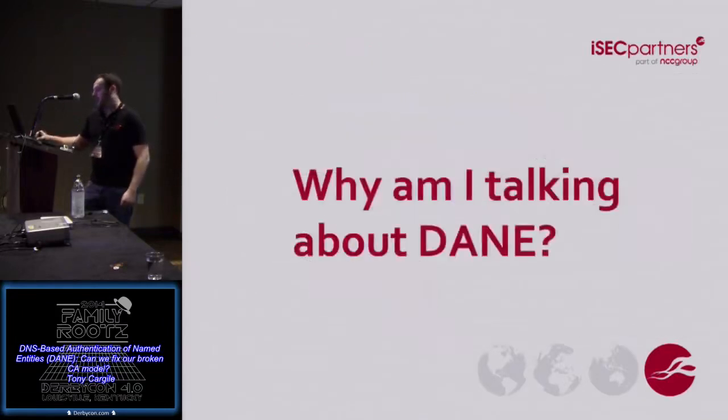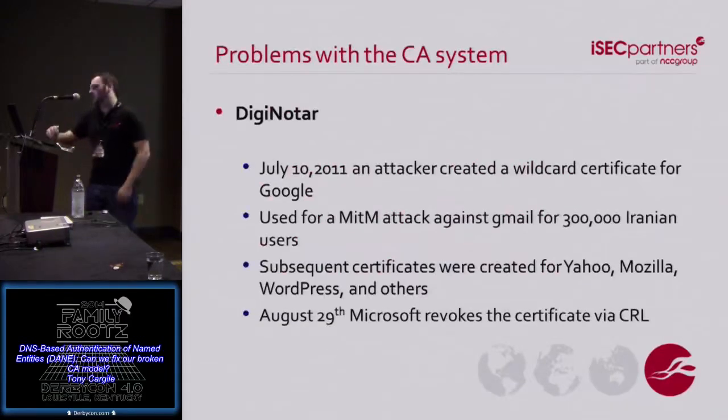But why am I talking about DANE? Like I said, the purpose of DANE was to take care of the problems with the CA system. I'm going to go through this quickly because I'm running out of time here. There are some problems with the CA system, and I'm going to give you two examples before I list out what the problems are. The first one, DigiNotar: in July 2011, an attacker was able to compromise DigiNotar and get a wildcard certificate for Google.